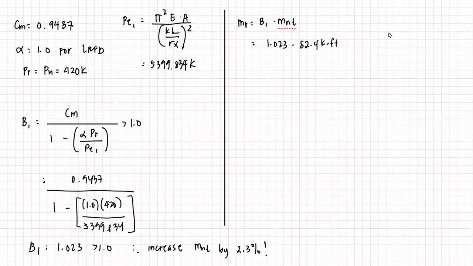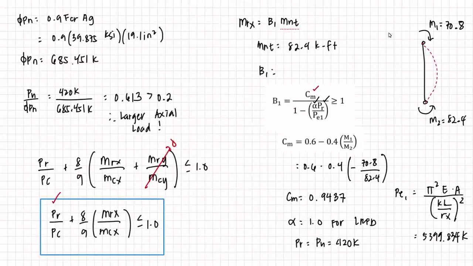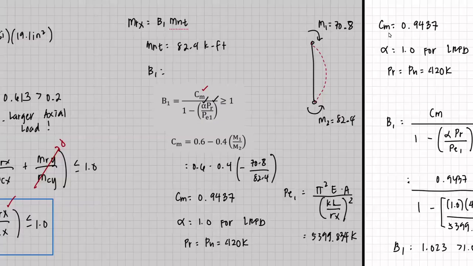So MR, that is 84.319. Okay? So, that is the value for MR. Okay? So, dun sa equation natin dito, we are okay na with MRX. Okay? So, MCX naman tayo.